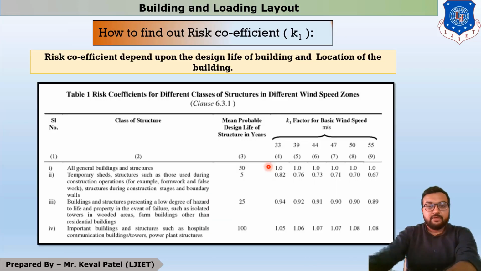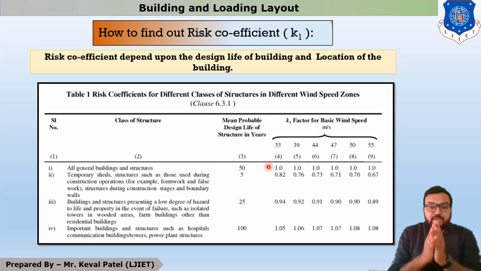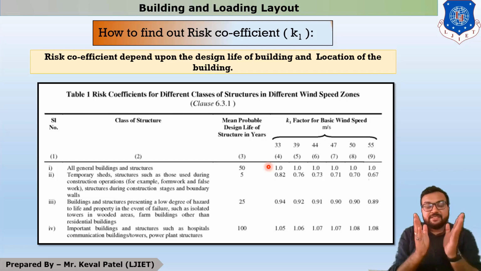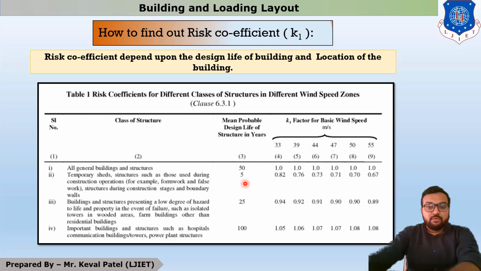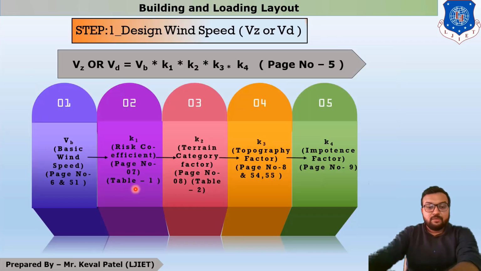Second unknown is K1. So what is K1? K1 is the risk coefficient. The risk coefficient will depend on two values. First one is location, say for example Ahmedabad, and second one is the design life of the building. It means for how many years you have to design your building. So generally we have to design any building for 50 or 100 years.